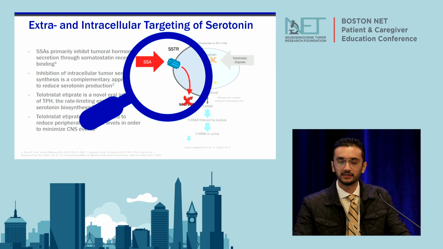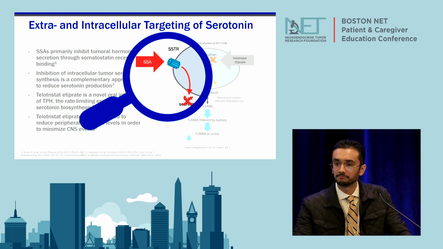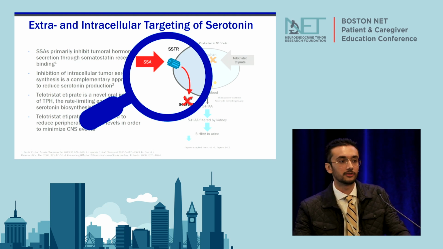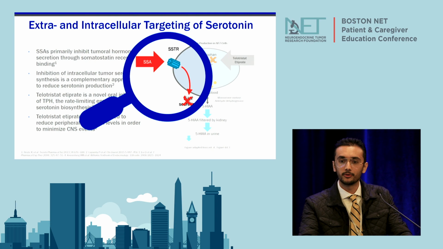One way to tackle this is to block the release of the serotonin into the blood. The way we do this is with the help of somatostatin analogs. These are old drugs, one of the best drugs. I would say they form the backbone of our treatment for neuroendocrine tumor. So somatostatin analogs work on somatostatin receptors and prevent the release of this stored serotonin.